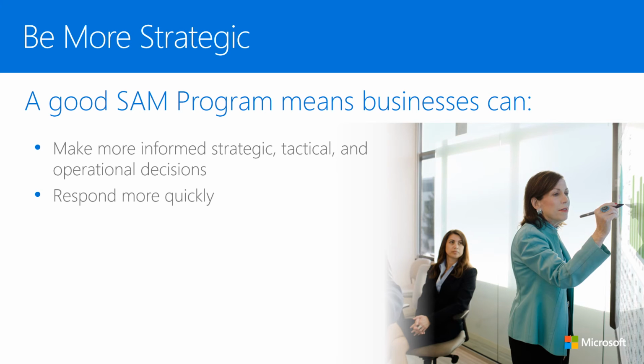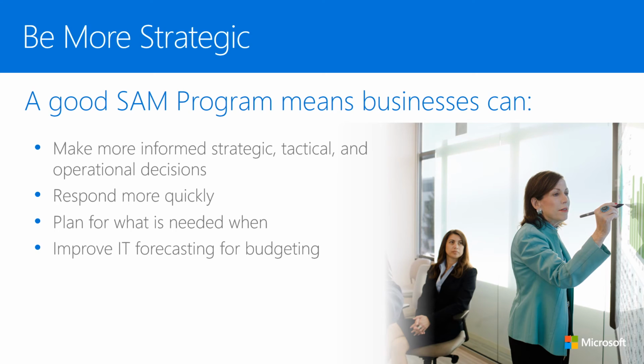Organisations are likely to be able to respond more quickly. Perhaps a user needs a particular piece of software as they join a particular project team. A SAM program means that we'll have a process for distributing that software to the user and updating the inventory and knowing that we've got a license for it. And improved information can mean that organisations are able to plan for what is needed when. And of course, that particularly helps improve IT forecasting for budgeting. And with a more controlled, strategic environment, a business can, for example, properly depreciate software and receive the relevant tax benefits.